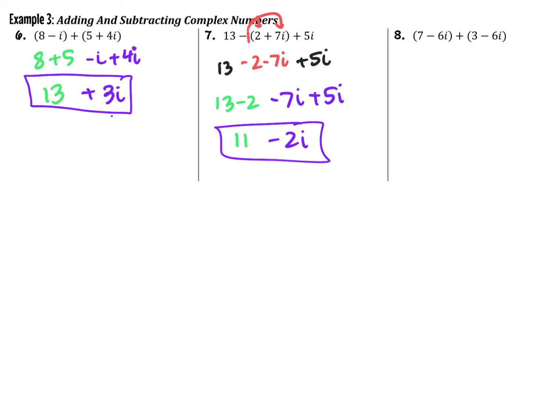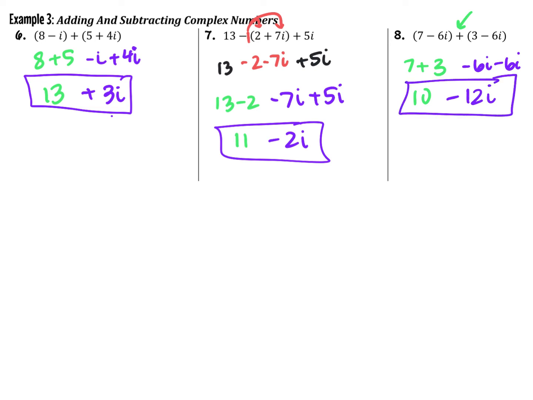Okay, hopefully you have had time to do that. These parentheses are just being added, the first set to the second set, which means I can just regroup my 7 and my 3, my negative 6i and my negative 6i. This is going to give me 10 for my real piece, minus 12i for my imaginary piece. So this entire thing is called a complex number. It has a real component and it has an imaginary component.